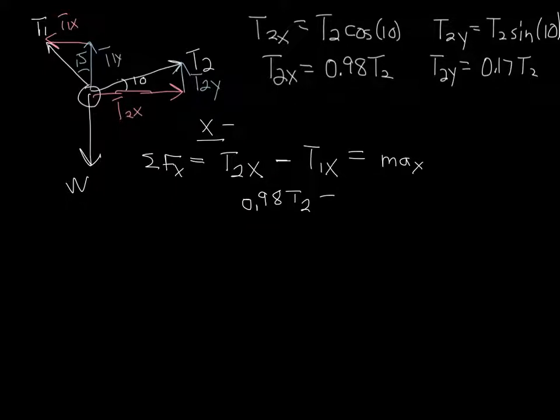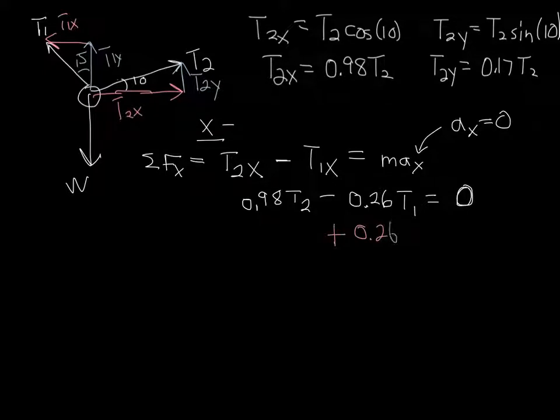And I can subtract off T1x, and T1x we just found was 0.96 times... 0.26 times T1. And that has to be equal to mass times acceleration in the x direction, which was 0, because this person's not moving, ax is 0, and any mass times 0 gives me 0. So I'm going to solve this for T2, so I get T2 by itself by adding this 0.26 T1 to both sides.